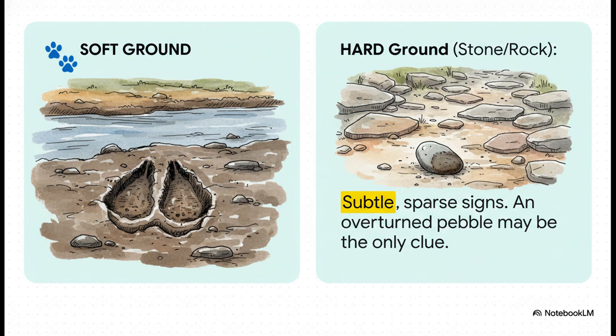And just look at the difference here. It's night and day. On soft ground like mud, you get this incredible wealth of detail. The source even notes that an antelope's toes might splay out as its foot sinks in, leaving a super rich print. But on hard ground, the signs are so minimal. A tracker might just be looking for a tiny scuffed patch, or even a single overturned pebble, with its darker unweathered side suddenly facing up.